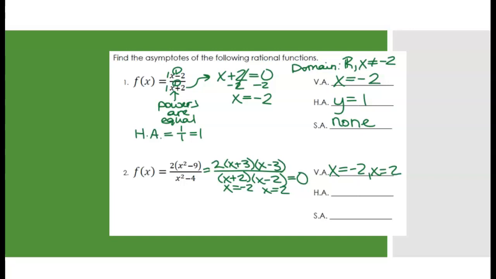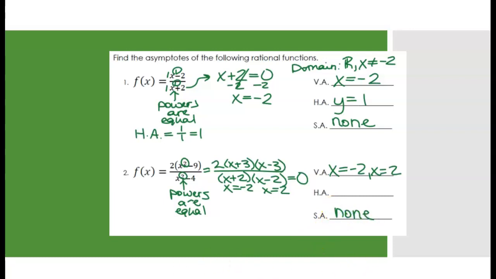So when I look at horizontal asymptotes, what do I need to compare in the numerator and the denominator? The degrees. Good vocabulary. What's the degree of the numerator and the denominator? So both are 2. That means that the degrees are equal. So powers are equal, which means what? There's no slant asymptote because I don't have a bigger power on the top. So I can go ahead and put none for the slant asymptote.